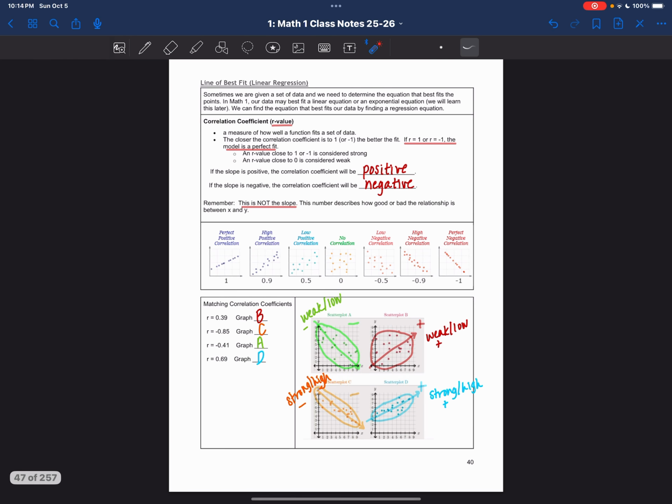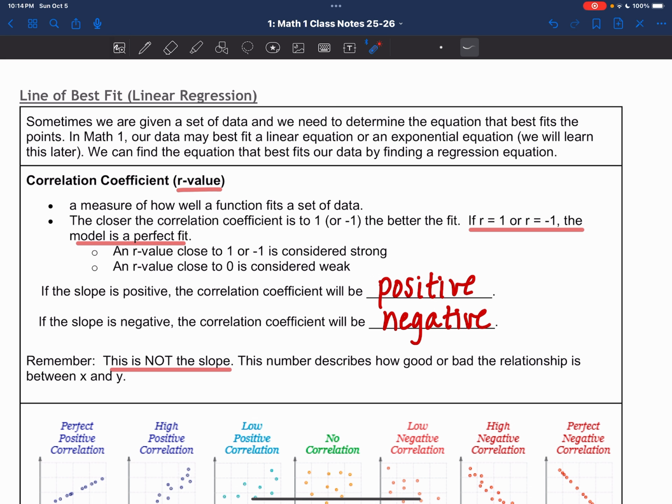All right, so now let's go to the next part. Now we're going to talk about line of best fit or linear regression. So sometimes we're given points and we need to find a pattern for it. So it could be a linear equation, exponential equation, we'll learn about that later. So we need to figure a line that fits our data best. So we're learning about something called a correlation coefficient. It's also known as the R value, so that's a little bit easier to say.